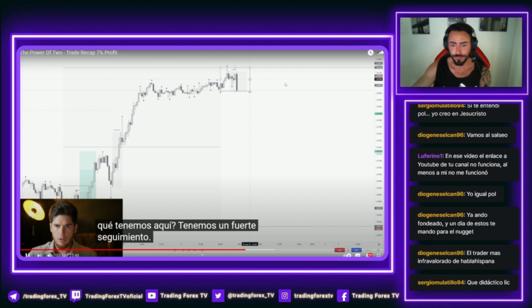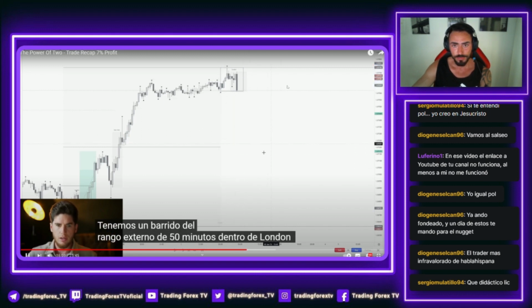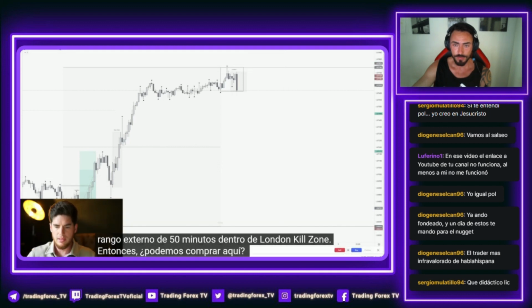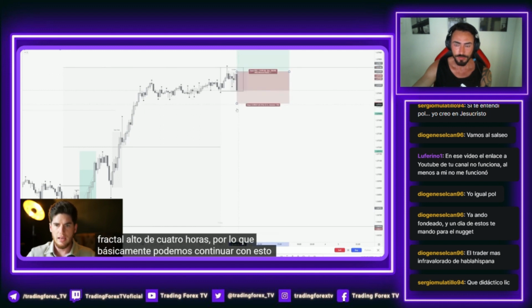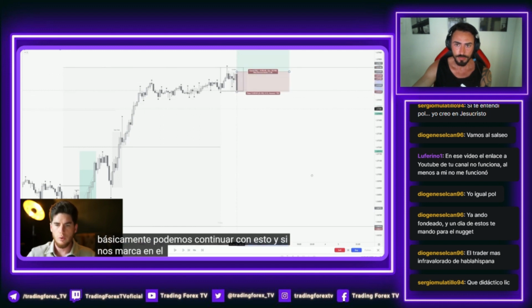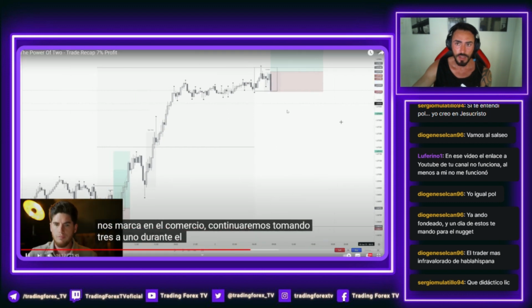We have a sweep of the 15-minute external range inside London kill zone. So can we take buys here? Yes, we can, because we've not got formation of a new 4-hour fractal high yet. So we can basically continue this. And if it tags us in the trade, we'll continue to take 3-to-1 for as long.